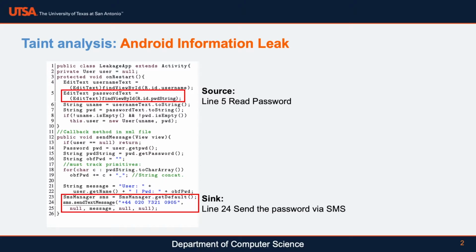By looking at this code snippet, we can tell there might be a data flow from the user's input password to the API send text message. A static taint analysis tool is able to detect such a data leak by tracing the data flow from source to sink.